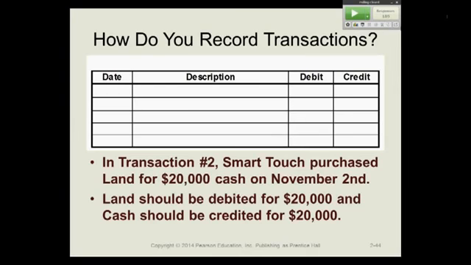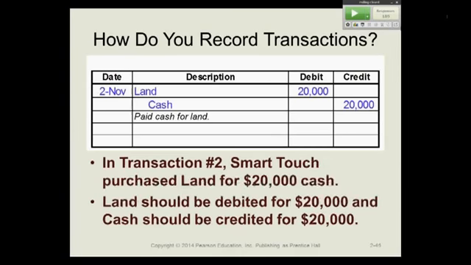So if we now look at the transaction, it's going to have November 2nd, which is the date of the transaction, land, the debit comes first, it's up on the left side. Cash is credited, it's indented, and the explanation. Now again, remember, land increased. Land is an asset account, increases by a debit. The cash account is also an asset, but it decreased by a credit. Now, we're going to post this to the T account, so I'll get there, and then I'll see if you have any questions.